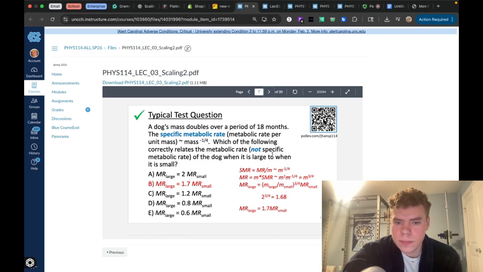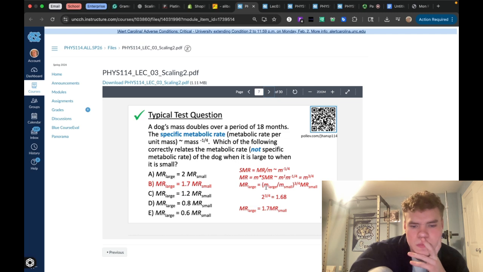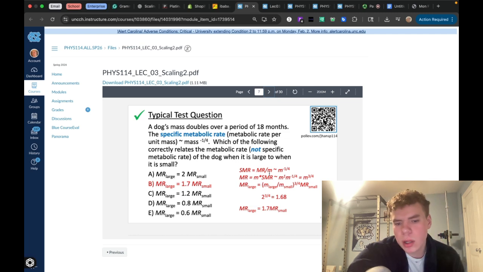All right. So small dog is equal to mass to the negative one fourth. Yup. Small metabolic rate equals metabolic rate divided by mass, proportional to.